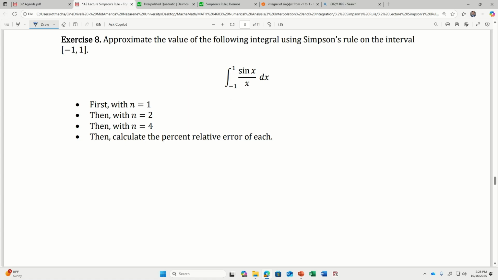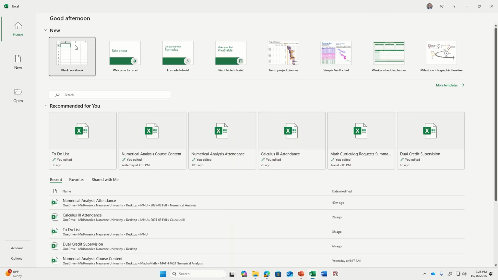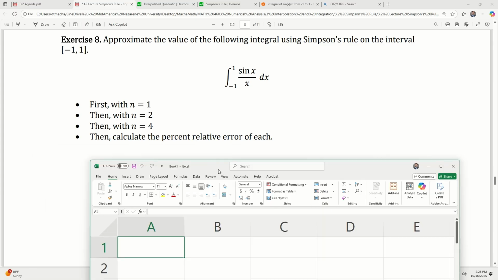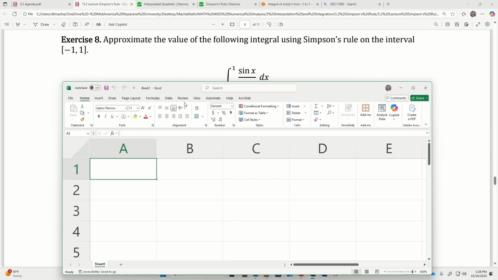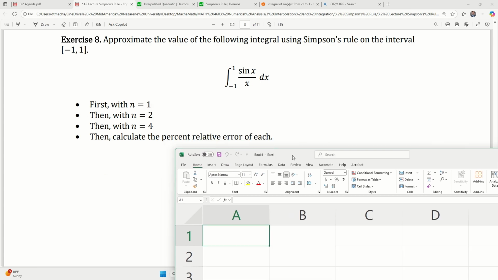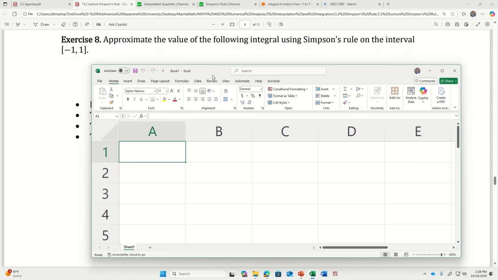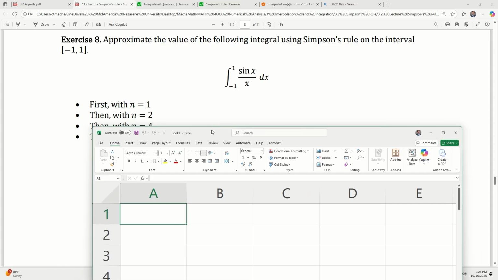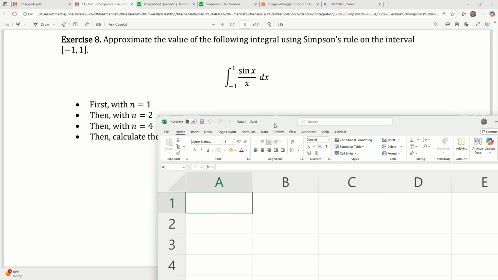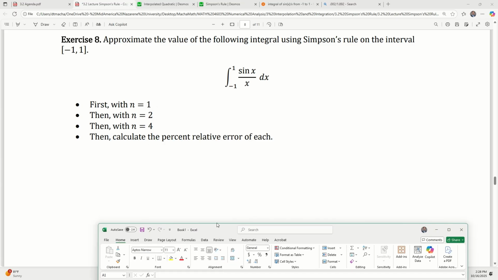Yeah, so now this is maybe a situation where I want to actually use Microsoft Excel to make this lecture a little bit faster. Obviously on a test you're not going to have Excel, but I'm trying to make this an efficient lecture, so let's do it. I'm going to evaluate this function using Simpson's rule on the interval from -1 to 1. First, I'm going to do that with 1 subinterval, then with 2 subintervals, and then with 4 subintervals.